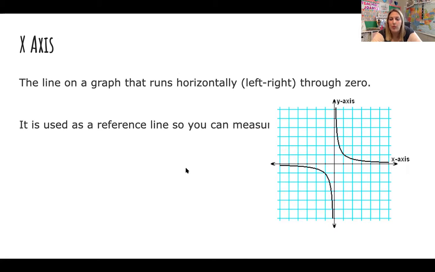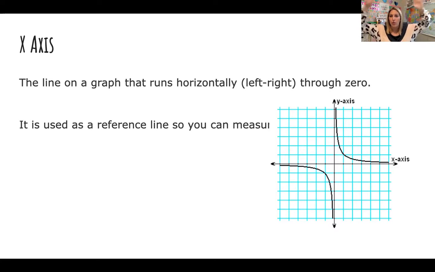Now we want to talk about when we're charting or graphing things, and you have two ways that you can graph things. You have an x-axis and you have a y-axis. So usually you are graphing points within the x and the y-axis or the axes. Let's talk about the x-axis. The x-axis is the line on a graph that runs horizontally. So if you're going from left to right, it runs horizontally.